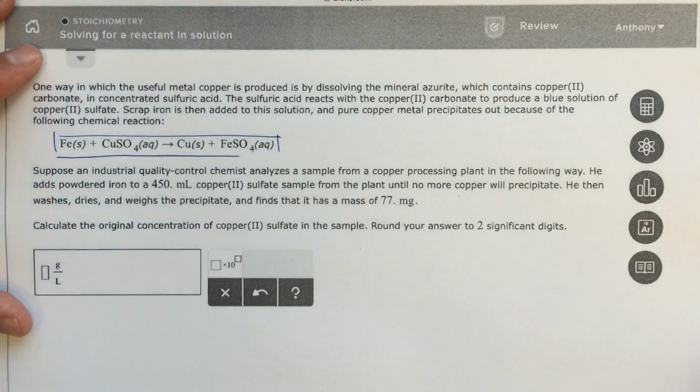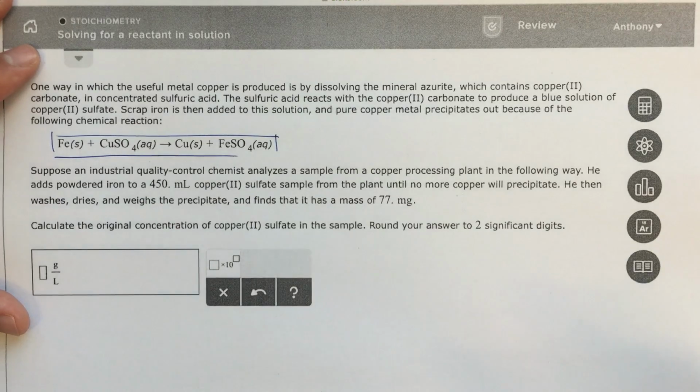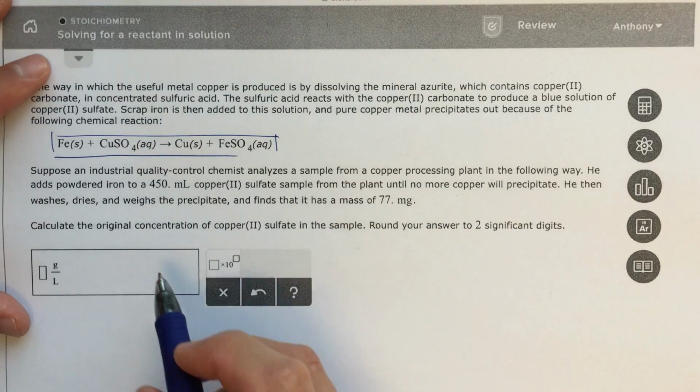This one is a simpler balanced chemical equation, but whatever type of problem you end up getting from ALEKS, the procedure that I'm going to go through here is the same procedure that you should be using for whatever problem you get. So let's go ahead and pick out the relevant information.